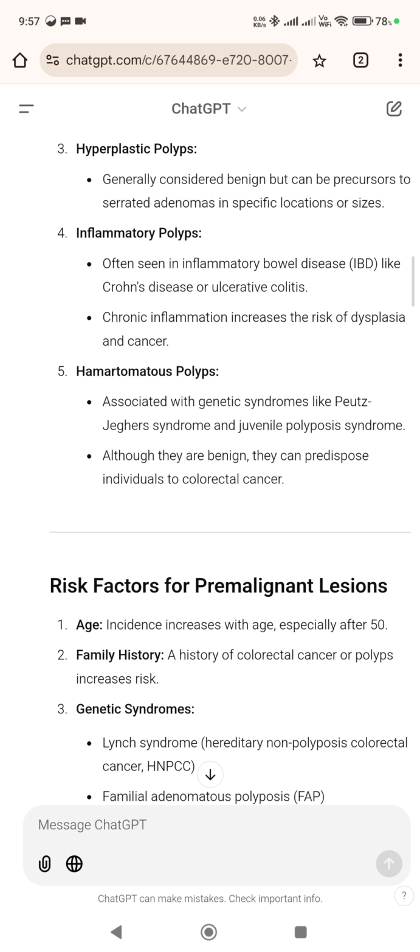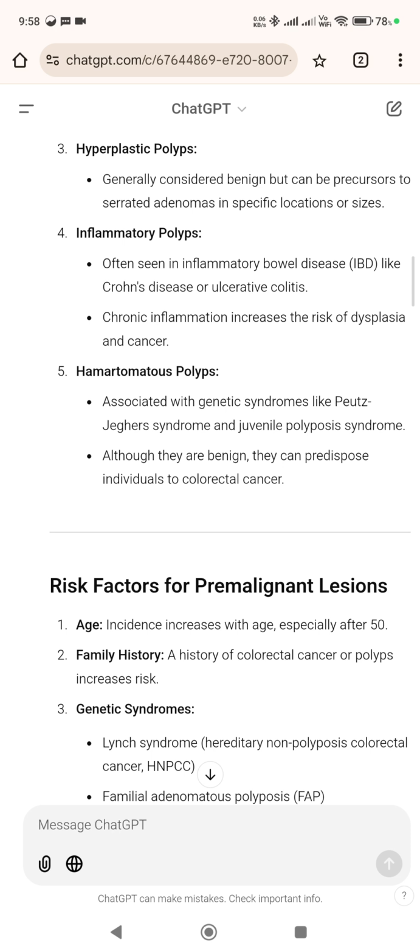4. Inflammatory polyps, often seen in inflammatory bowel disease, IBD, like Crohn's disease or ulcerative colitis. Chronic inflammation increases the risk of dysplasia and cancer. 5. Hamartomatous polyps, associated with genetic syndromes like Peutz-Jeghers syndrome and juvenile polyposis syndrome. Although they are benign, they can predispose individuals to colorectal cancer.